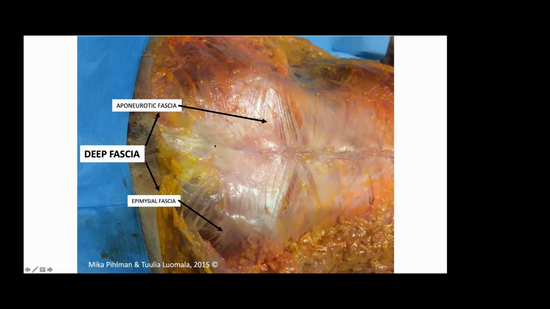And then you can see on top of the sacrum, there is a very tight sheet where we are having the multifidi muscles connected on that one. And the epimysial fascia of the glute max will be here, and the aponeurotic fascia will be more wide and more dense if you are looking in that way.